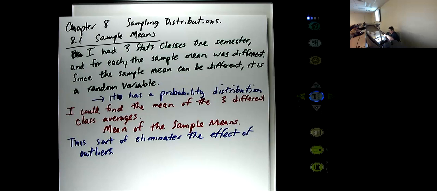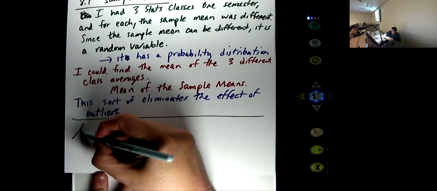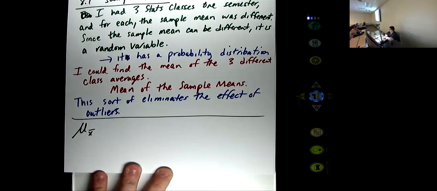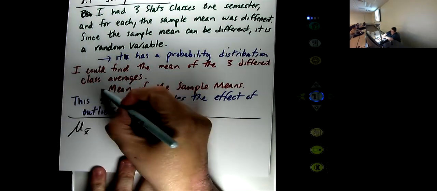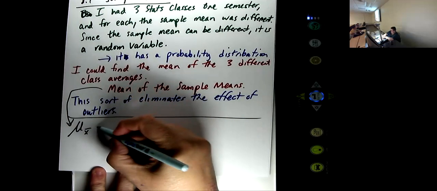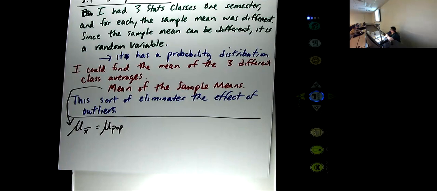But we have a couple things that come from this. So the mean of the sample means, mu of x bar. That's my mean of sample means right there. That should be the same as the mean of the population. The overall population.